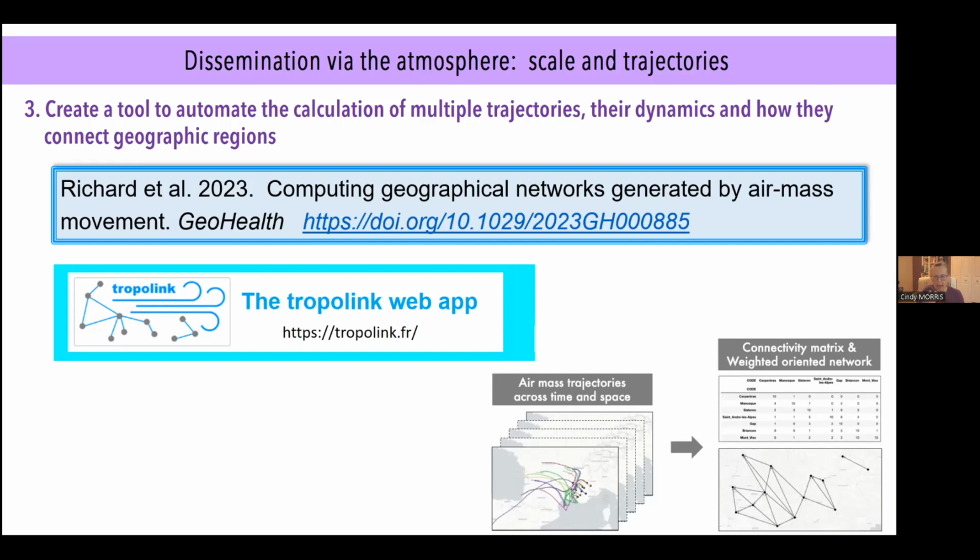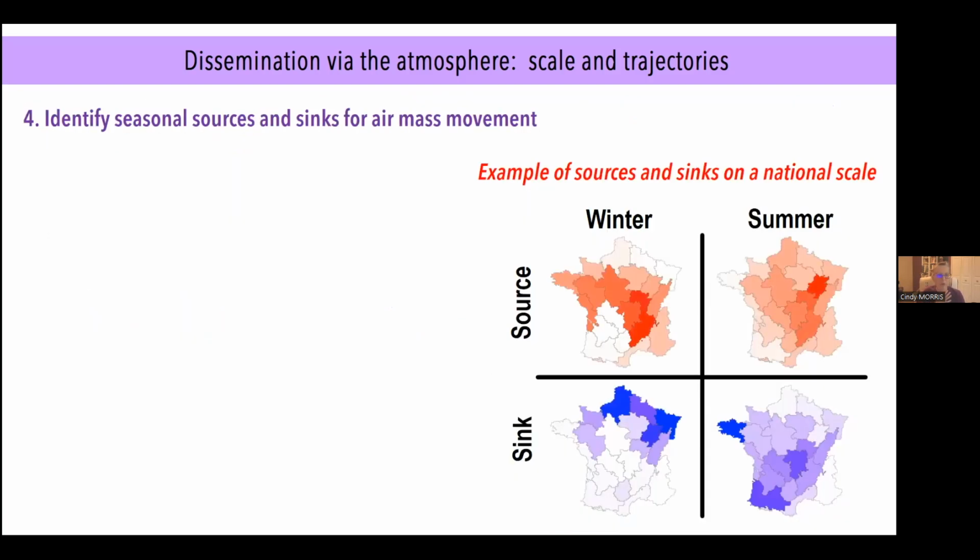And then please calculate for me the connectivity. So that's the network analysis that statisticians do, and it will show you what are the highly connected sites and how it changes over time. And so this now is a very generic tool that we could use, for example, to identify seasonal sources and sinks for air mass movement.